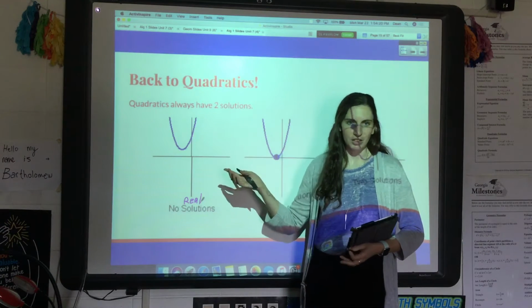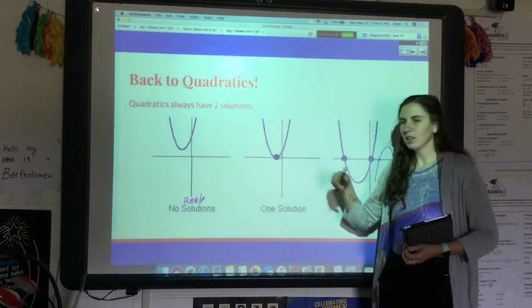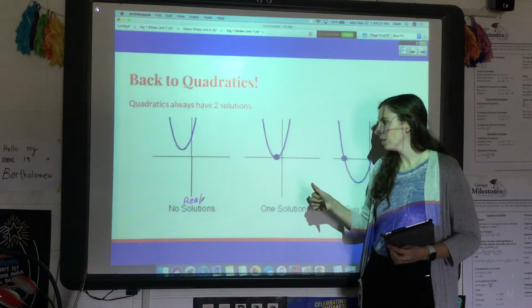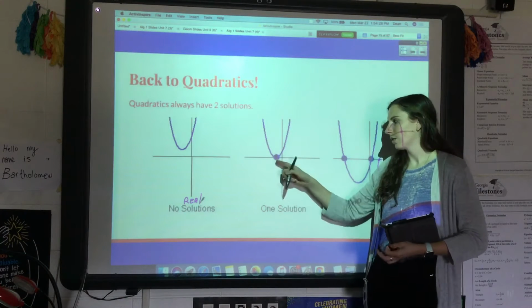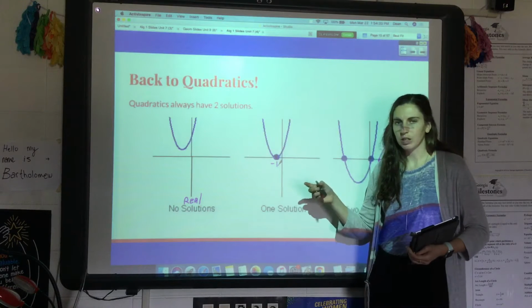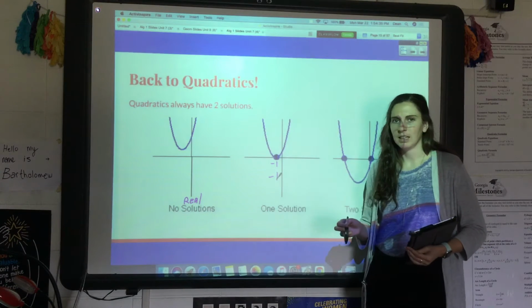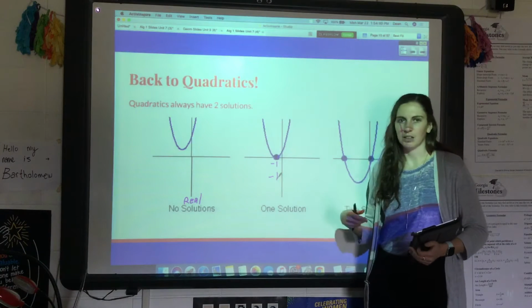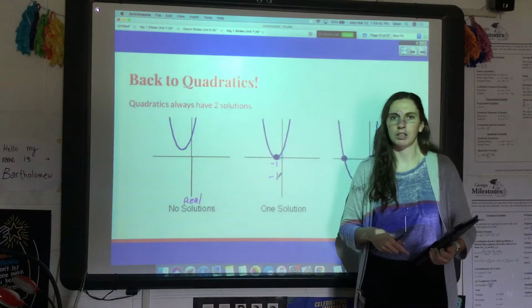They're just imaginary. This one's a little weird. It does kind of have one solution. It would just be repeated. So this one, let's say that was a -1. -1 would be the solution, but it would pop up twice. So it still has two solutions. It looks like one. So we could call that one solution if we wanted.